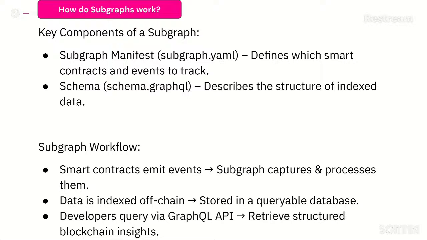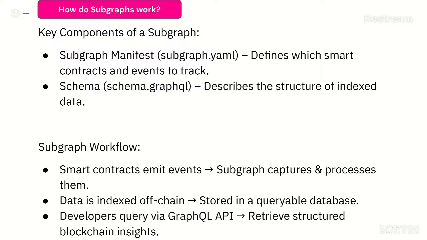So there are two critical files for a subgraph that are very important. That is the subgraph YAML, where you outline the particular conditions for the subgraph that you want to deploy, and then the subgraph.GraphQL, where you describe the structure of the indexed data from the smart contract that you want to read via the subgraph.